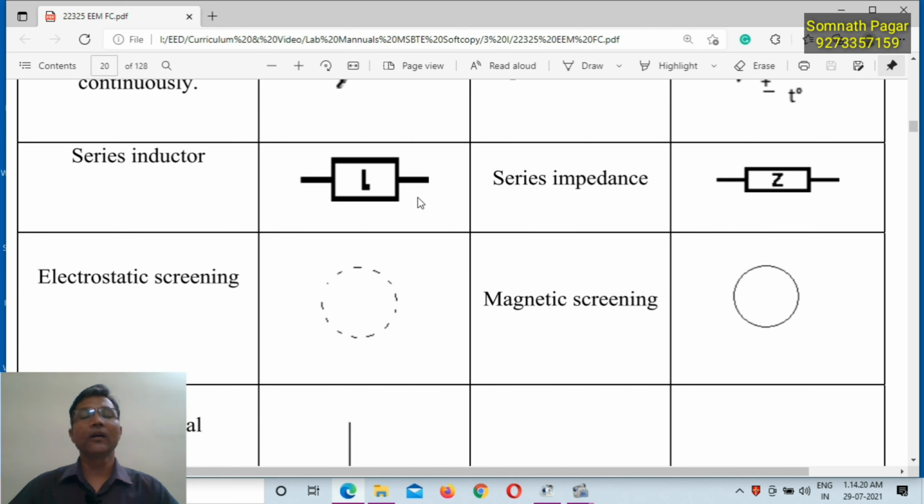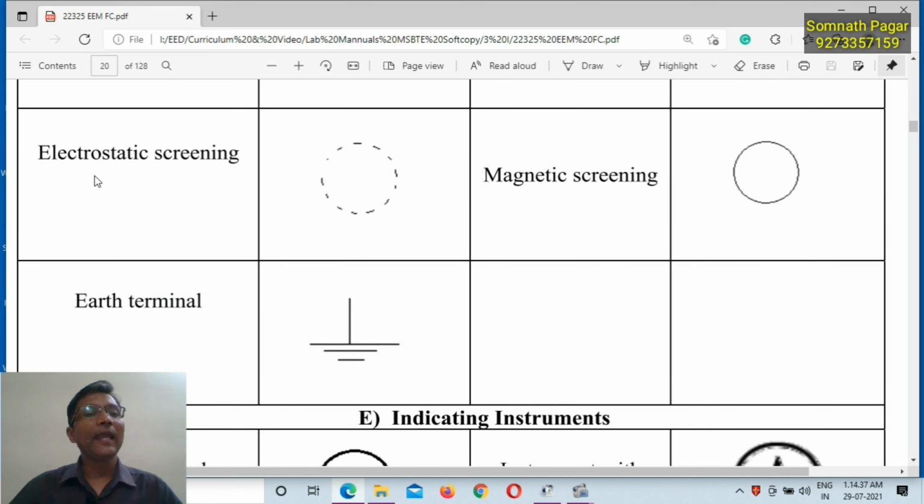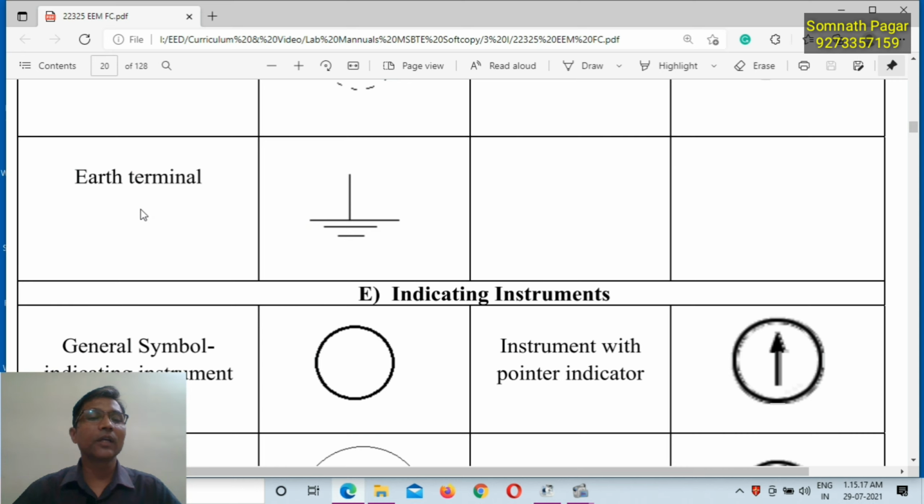Series inductor: you will see such a symbol with L. Series impedance: you will see such a symbol with Z. For electrostatic screening, you will see a dotted circle, and for magnetic screening, you will see such a circle. Earth terminal is shown using this symbol.